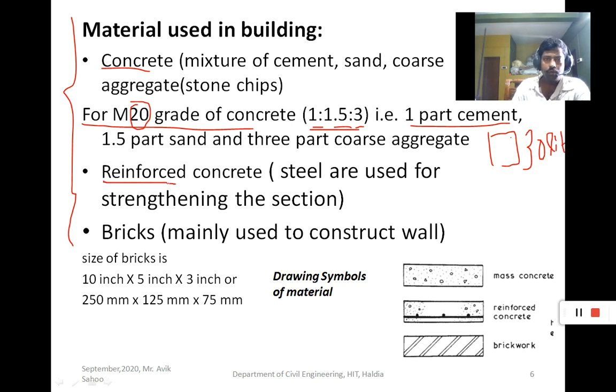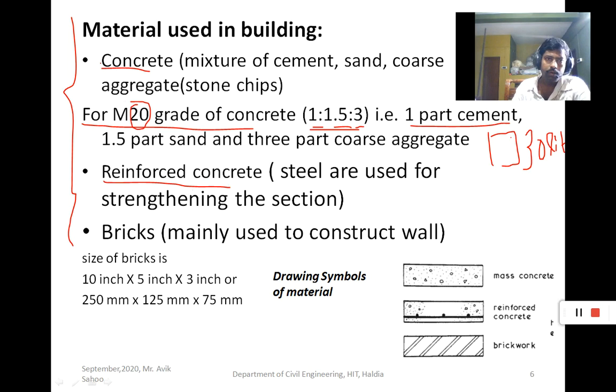Now the reinforced concrete. As I have mentioned, concrete is weaker in tension and strong in compression, so that's why we apply reinforcement. Reinforcement means steel is used for strengthening the section. To increase the tensile strength of the concrete, we apply the reinforcement in the tensile zone. So this is reinforced concrete, and here reinforcement means steel bars are used.